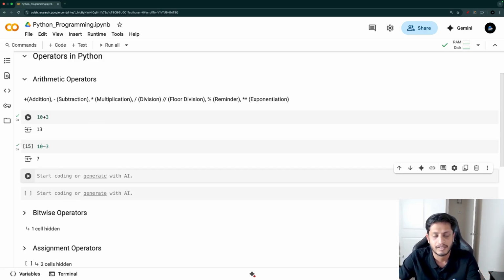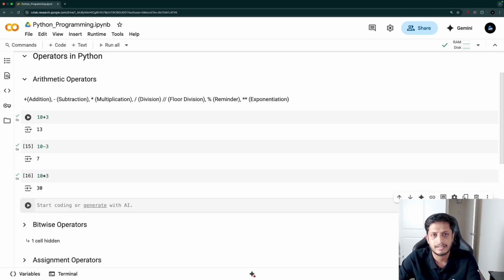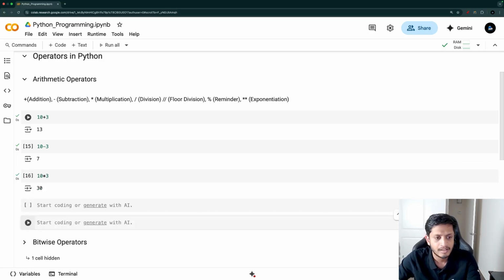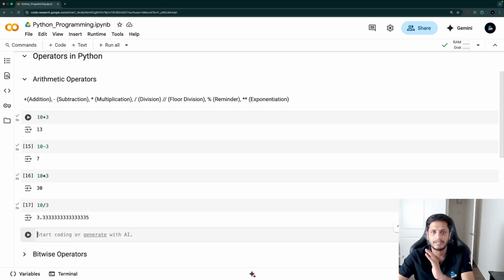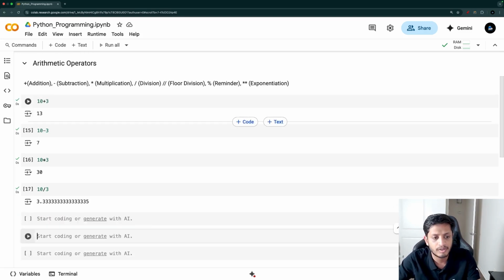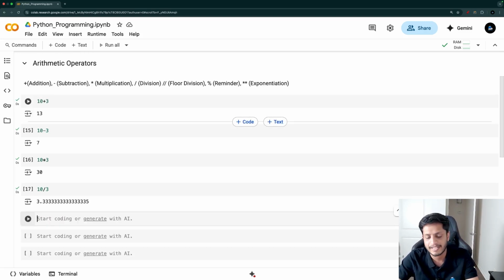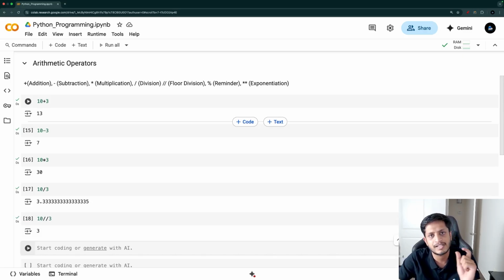This is subtraction. Next is multiplication. So 10 into 3 is 30. Now next is division, so normal division. If you just use a single slash, it will perform normal division and give you the output in decimal places, the exact output 3.3333. Now if you want to do floor division, if you just want to take the integer part, you have to use double forward slash, which is 10 by 3. This will just give you the integer part, which is 3.